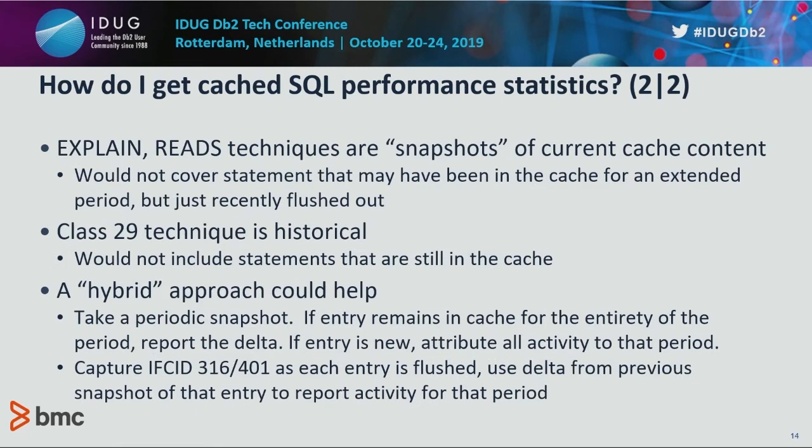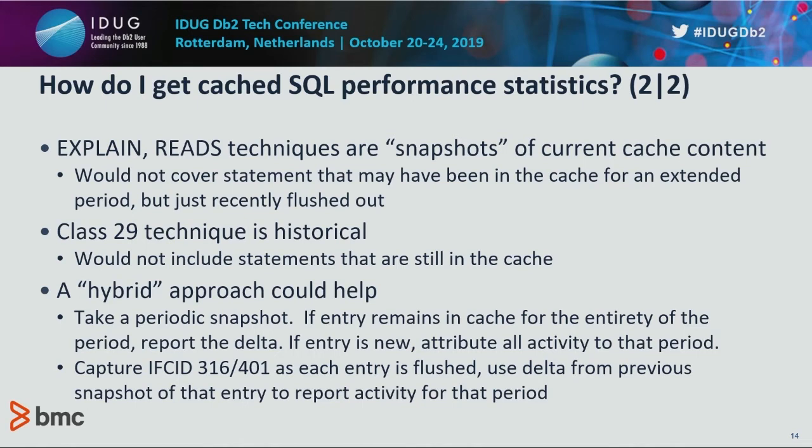So with the explain and the read-s, the snapshots where you're pulling the information, there's a limitation on the coverage. If you issue the explain or the read-s right after an entry has been flushed, then you miss it. You don't get the information for that statement that may have been quite active for a while and accumulated quite a bit of information, but then was just recently flushed from the cache.